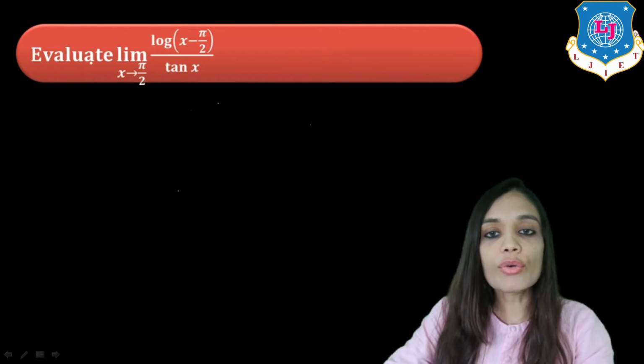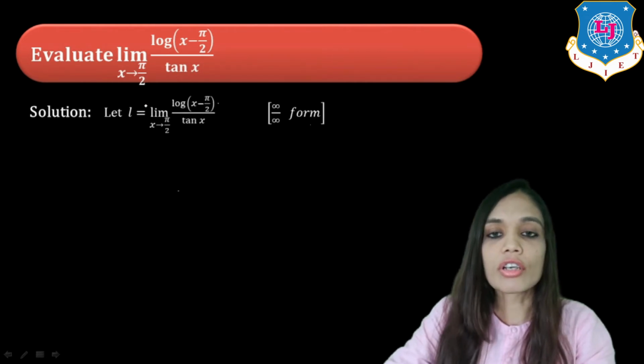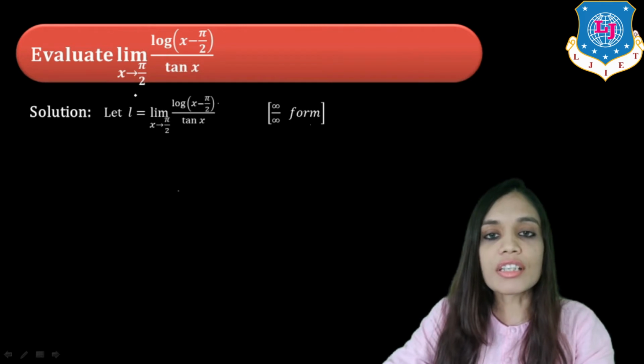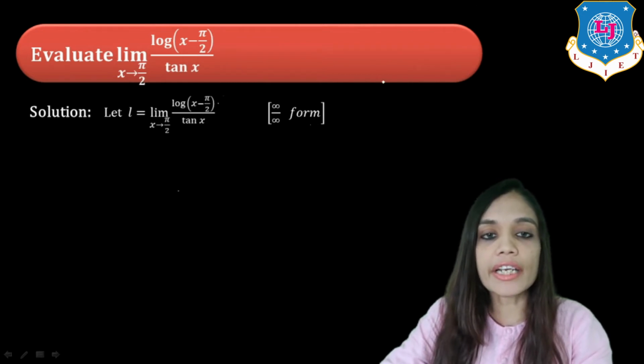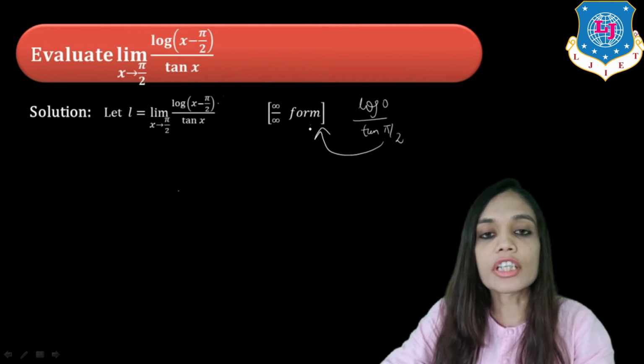We have to evaluate limit x tends to pi by 2 log x minus pi by 2 upon tan x. So let us start the solution. Firstly, we will assume this limit as L. Now suppose if you put x is equal to pi by 2 in numerator and denominator, what you will get? Log 0 upon tan pi by 2, which gives us infinity by infinity form. So we will apply L'Hopital's rule.